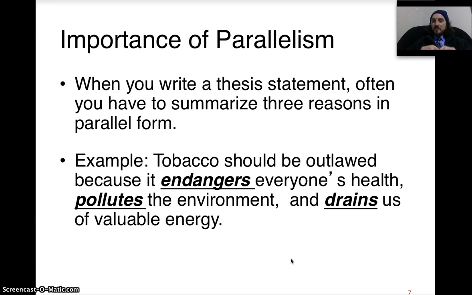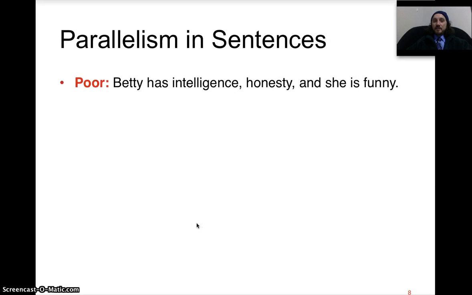Importance of parallelism. We've talked about this. When you write a thesis statement, you want to summarize maybe those 3 reasons. You want them to have parallel structure. Tobacco should be outlawed because it endangers, a verb, everyone's health, pollutes, a verb, the environment, and drains, a verb, us of valuable energy. Notice the parallel structure. A verb followed by its object, another verb followed by the object of the verb, and then another verb followed by an object. Same structure each time.